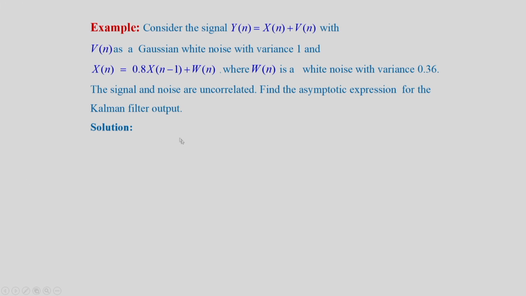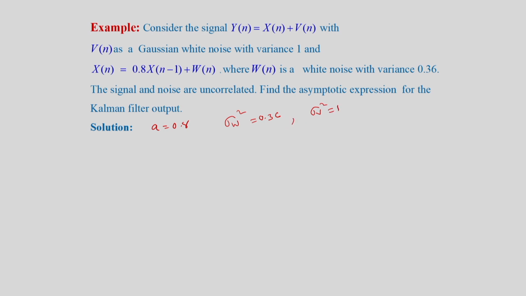So here we have the signal model, x(n) is equal to 0.8 x(n-1) plus w(n), that is an AR(1) model with a equal to 0.8. Then w(n) is a white noise with variance 0.36, so sigma w square is equal to 0.36, and v(n) is also a white noise with variance sigma v square equal to 1. So these things are given.